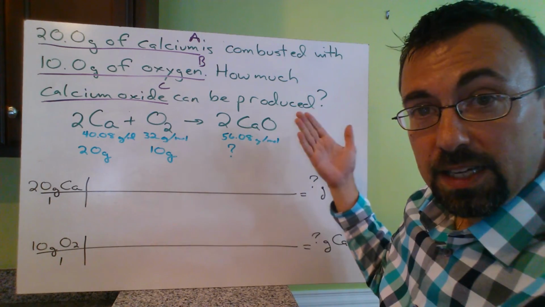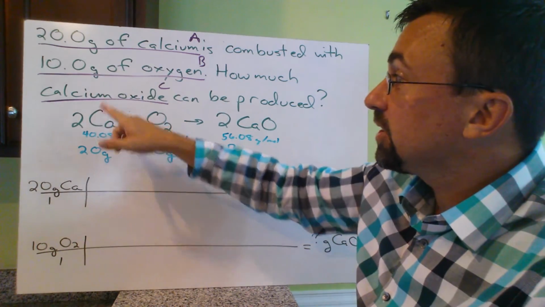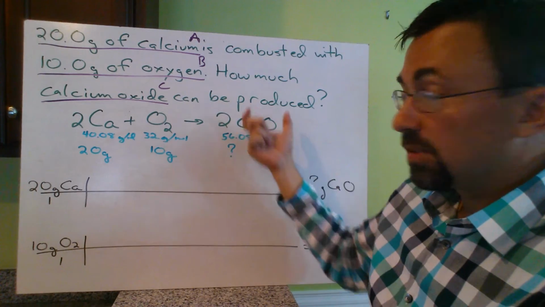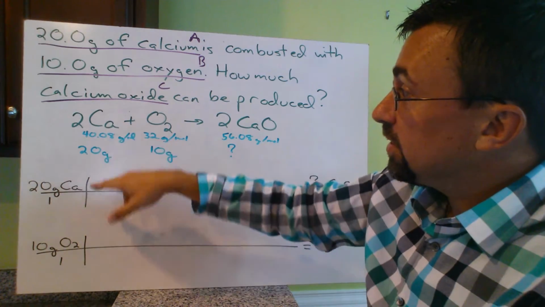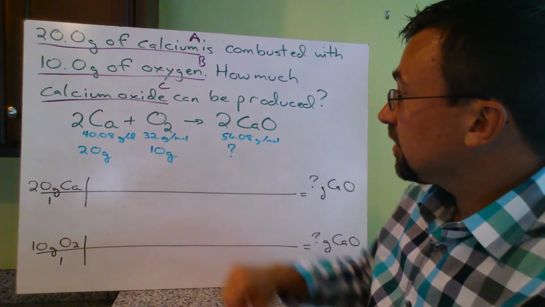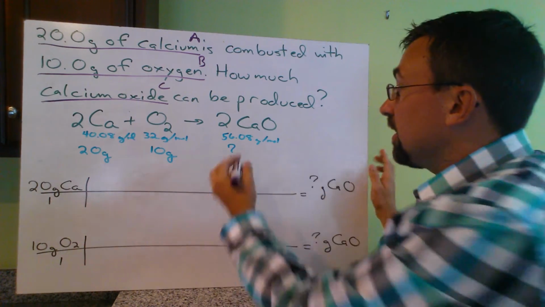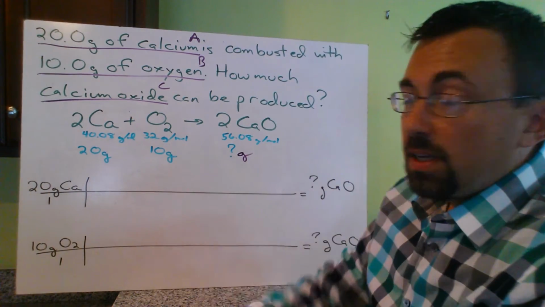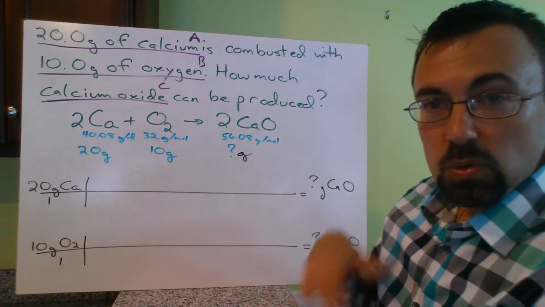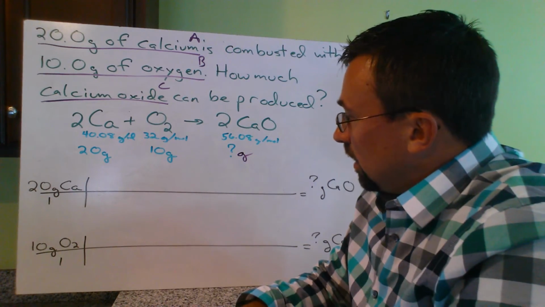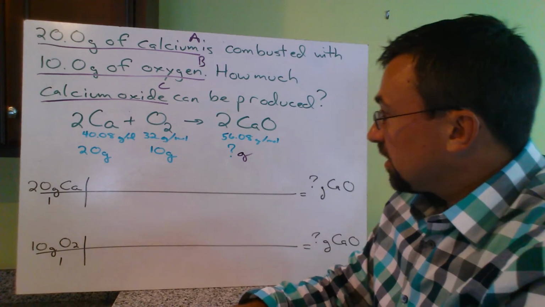And remember what I said last time, I like to pull each piece of information out and put it in columns underneath those chemicals. So for calcium, I have 20 grams. For oxygen, I have 10 grams. For calcium oxide, I'm supposed to figure out how many grams. And then I put the formula weights here just to move us along on these videos, which you'll just get from the periodic table. Take the bigger numbers, add up the pieces.